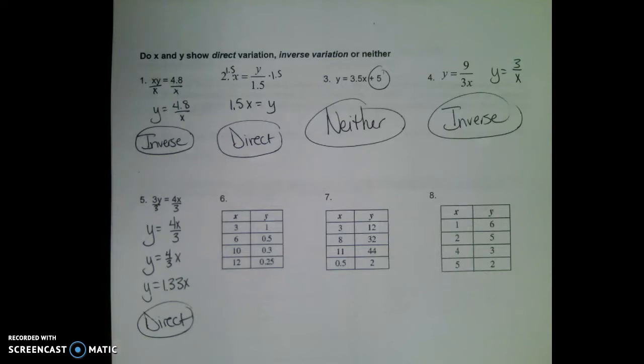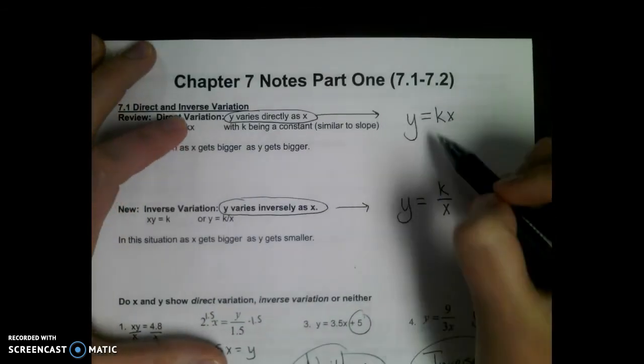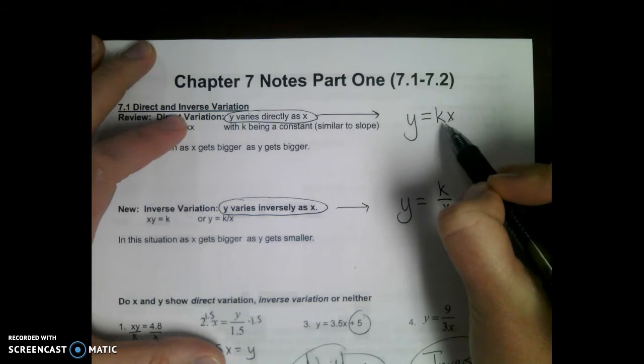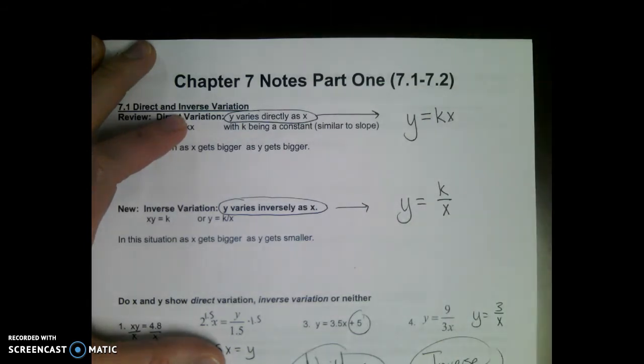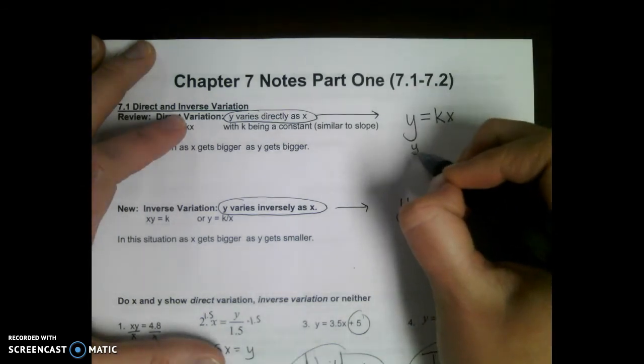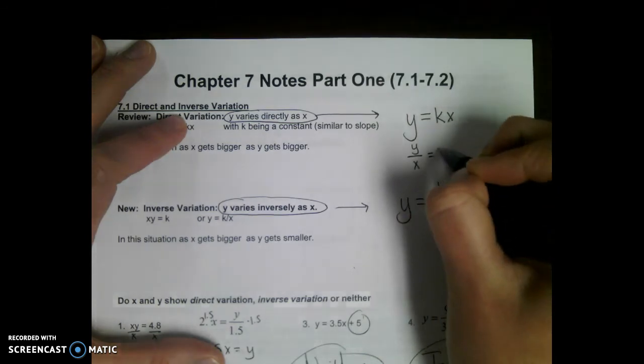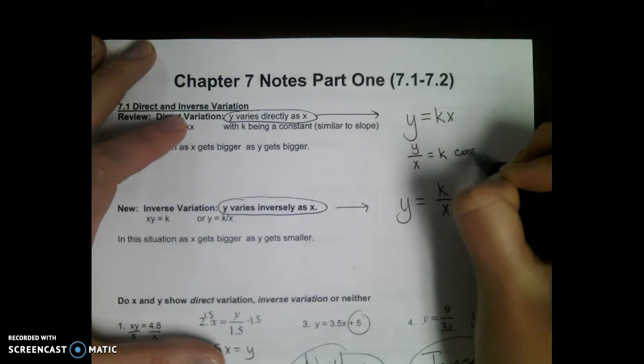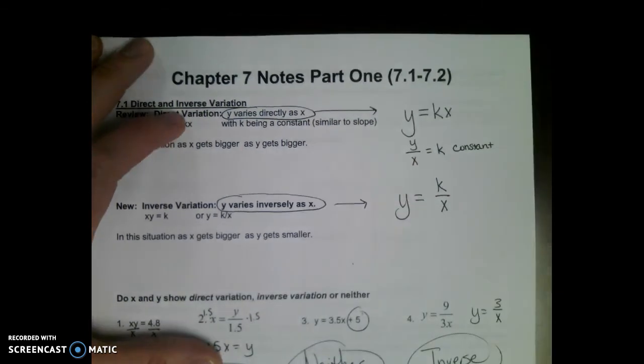Our next challenge is, if I give you a table of values, how do you determine if these tables of values indicate direct or inverse variation? Basically, we need to figure out, is there a constant? Is there a k? So let's go back up to these equations. If I wanted to get k by itself, how could I get this k away from the x? Divide both sides by x. So y divided by x would give us k, which is our constant of variation.